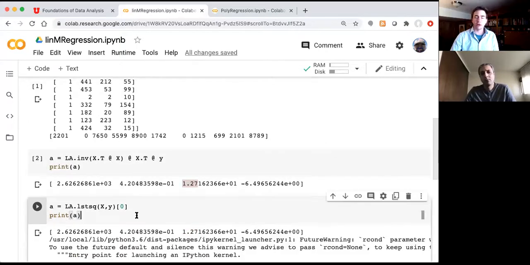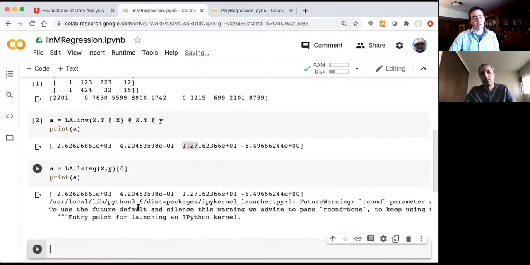And there are also some built-in ways to do this. This is one built into linear algebra. This one actually complains that I haven't set some parameter.